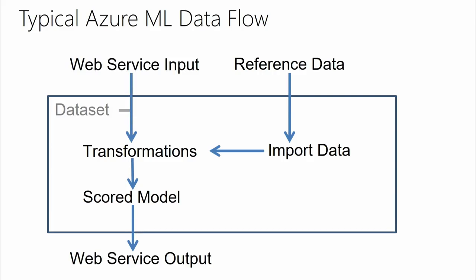And finally, when we go to production, we're going to create web services. We're going to publish this scored model as a web service. And so we'll have a web service input, as you see. And that will be where the data is coming from. We're still going to have our reference data, which we're going to be importing and using and joining. We're still going to have our scored model, and then we're going to publish the web service output to our users.